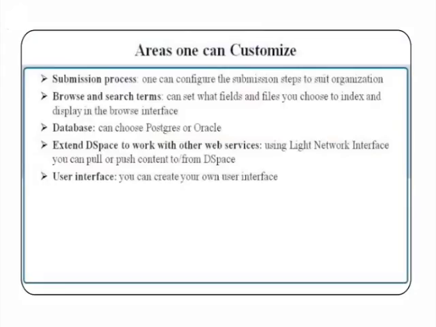DSpace provides various flexibility and customization options. The areas that can be customized are the submission process, in which one can configure the submission steps to suit the organization. One can also customize browse and search terms, in which fields and files can be chosen to index and display in the browse interface. DSpace also provides flexibility to choose the database. One can choose Postgres or Oracle.